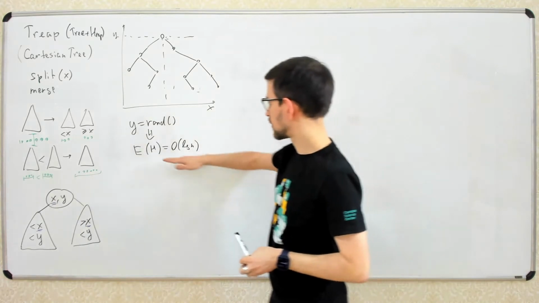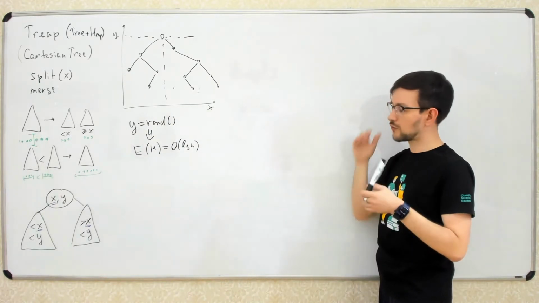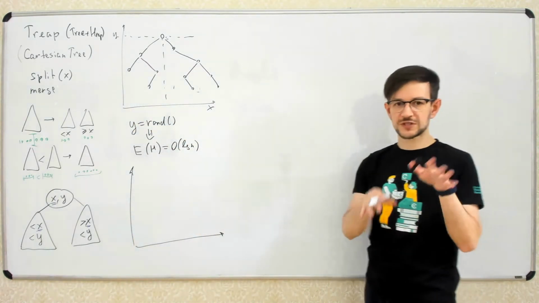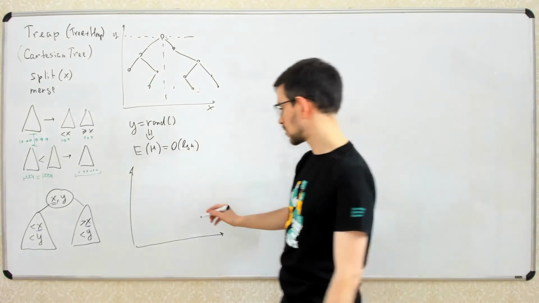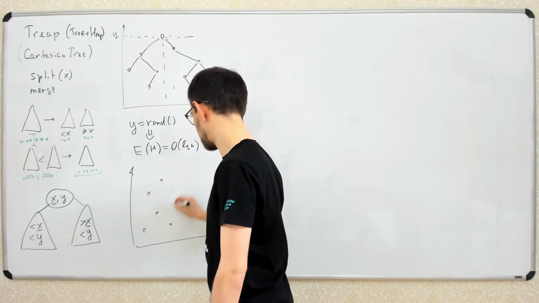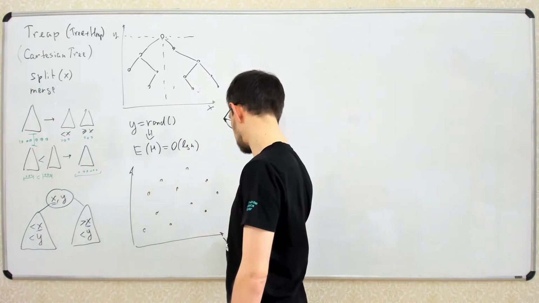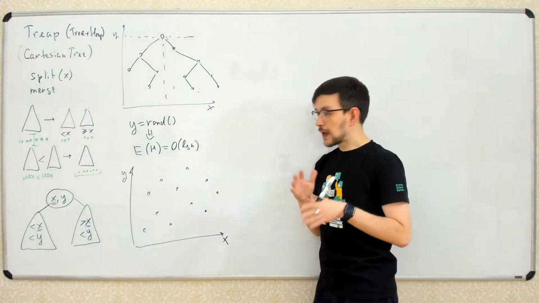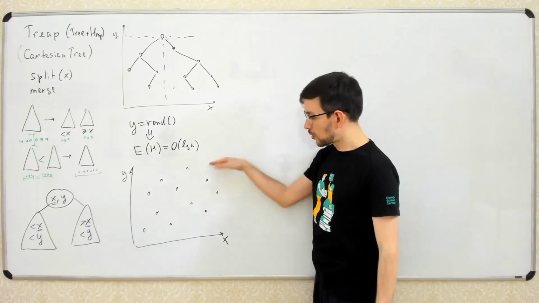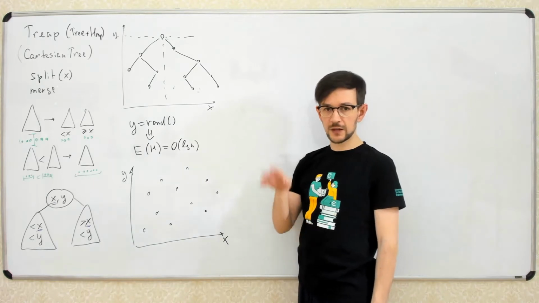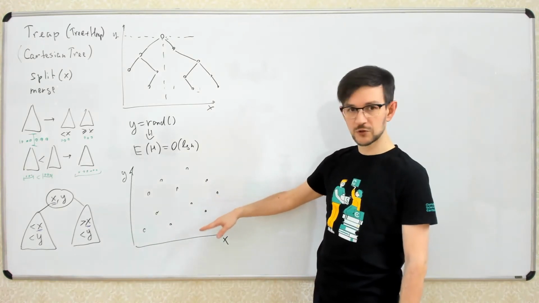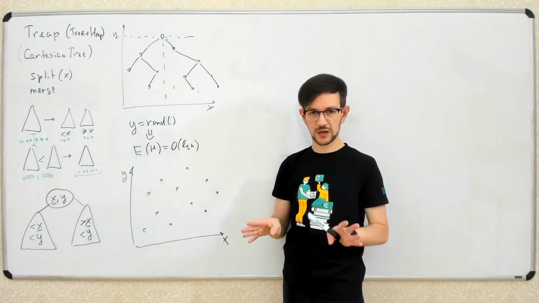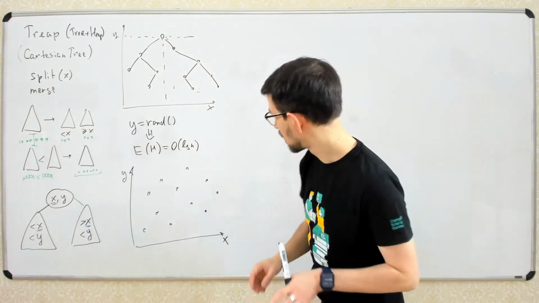Let's prove this. Why is the height logarithmic? Let's see. Imagine you have some set of elements in your binary search tree. So you have all these points, just some random points. This is X, this is Y. If all X coordinates and all Y coordinates are different, then there is only one way to construct the correct tree from these keys. Why is there only one way?